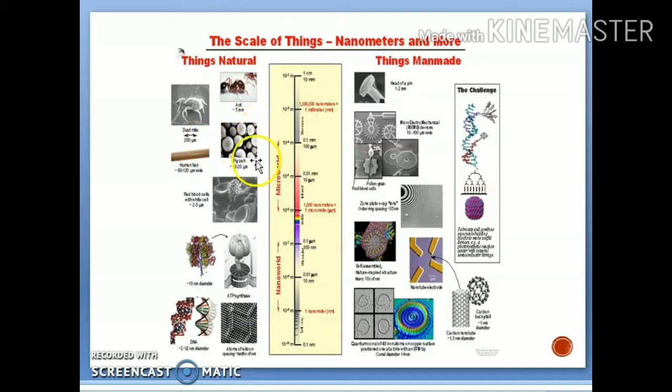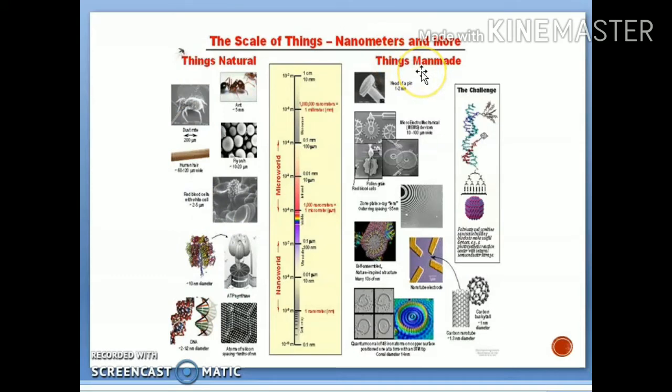Going further down the scale, fly ash particles are sized around 10 to 20 micrometers. Human hair is around 60 to 120 micrometers wide. If we go down to viruses, they are around 10 nanometers in diameter. For DNA, the width between the two helices is around 2 nanometers. So this is all about natural things.